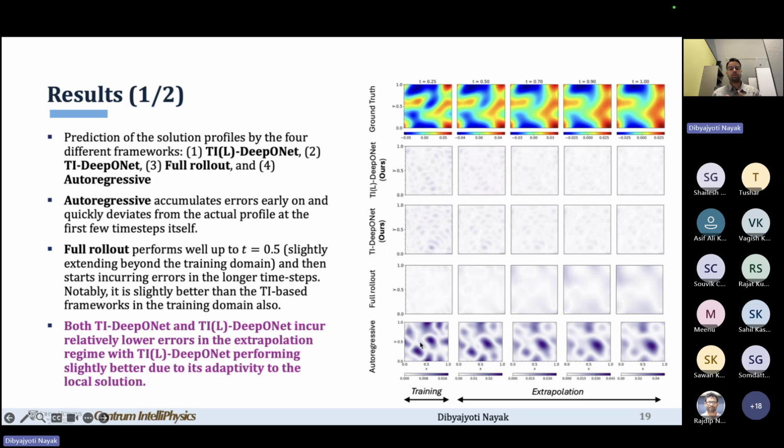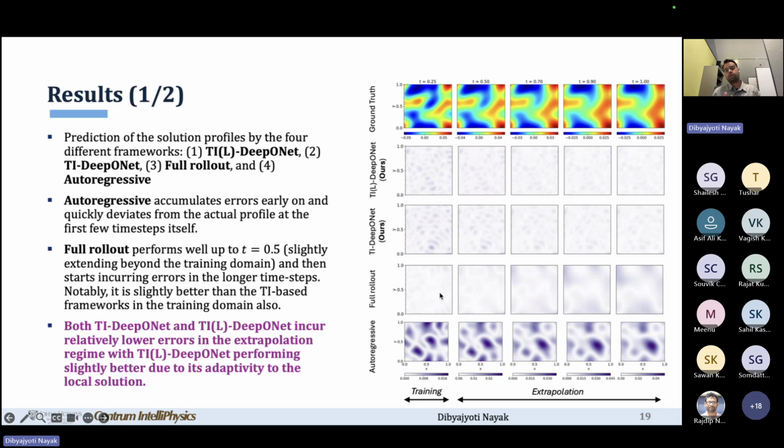And as you can see, autoregressive has higher errors, and it accumulates errors early on, and then it quickly deviates from the actual profile at the first few time steps itself. It still persists with that bad performance. For full rollout, you can clearly see that it does well in the training temporal domain.